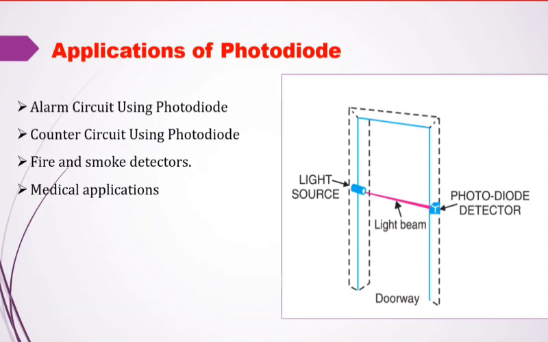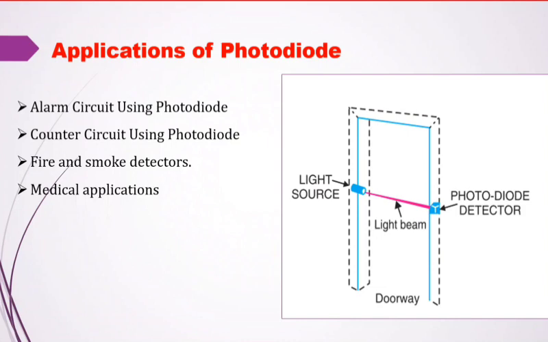Then the main applications of the photodiode. It is mainly used in alarm circuits. First one, this diagram shows the alarm circuit. We are all familiar with this alarm circuit in a railway station. Some are used for security purposes. In most railway stations, this instrument is available to count the number of persons crossing the junction, or as alarm circuits.